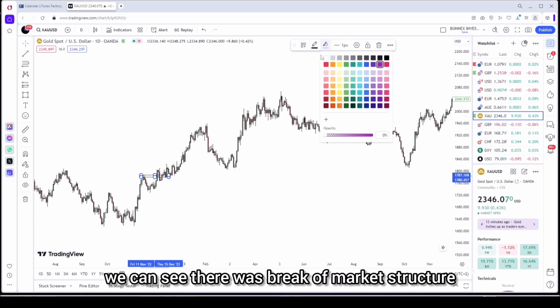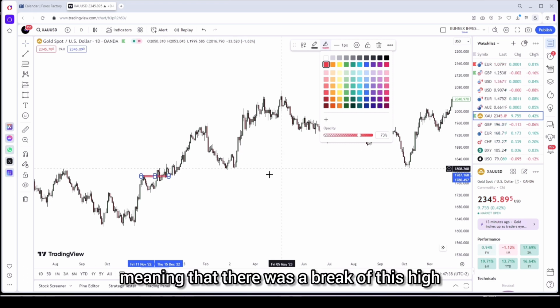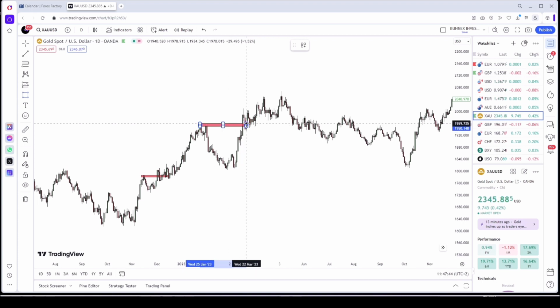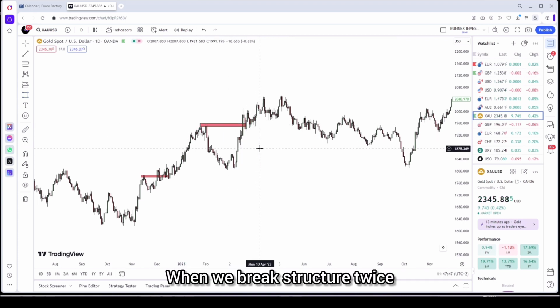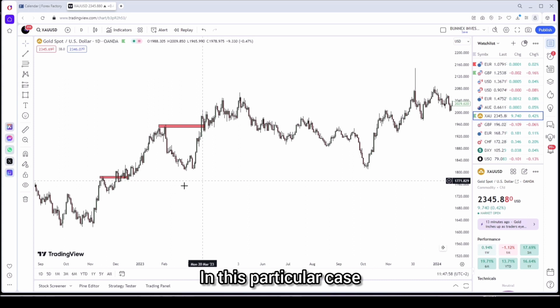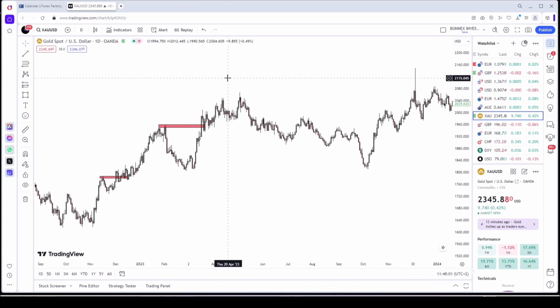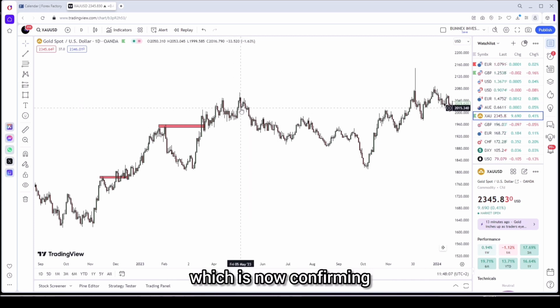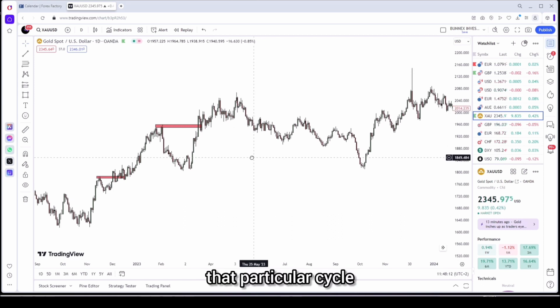In this particular case, we can see there was a break of market structure at this particular point, meaning that there was a break of this high, and then there was another break of this high. When we break structure twice, we look to get a market reversal or a market peak formation high or peak formation low, depending on the market context. In this particular case, after twice the break of market structure, we can see that at this top part, we had an M pattern, which is now confirming that we have reversed or we have completed that particular cycle.